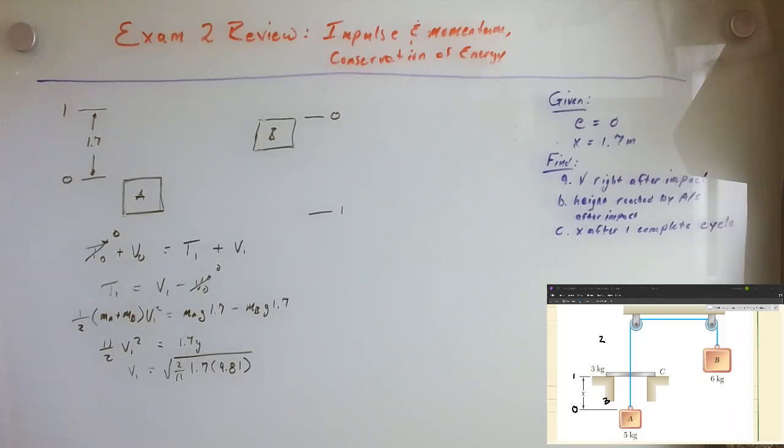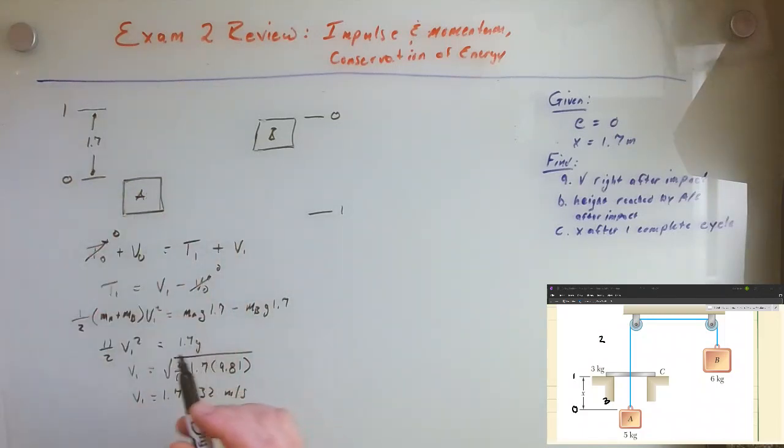See, the square root of 2/11ths times 1.7 times 9.81. That gives us that V1 is 1.74132 meters per second. Okay, but keep in mind that this is at this point 1, but this is immediately before we make contact with C.